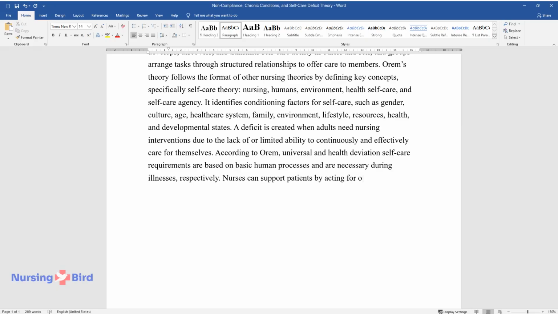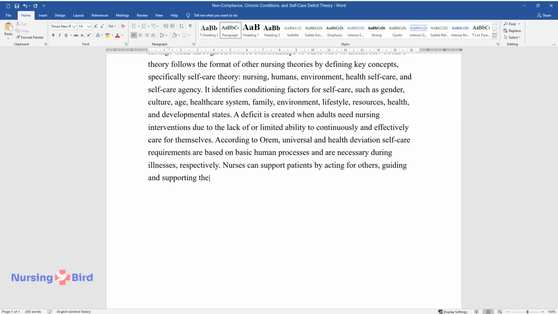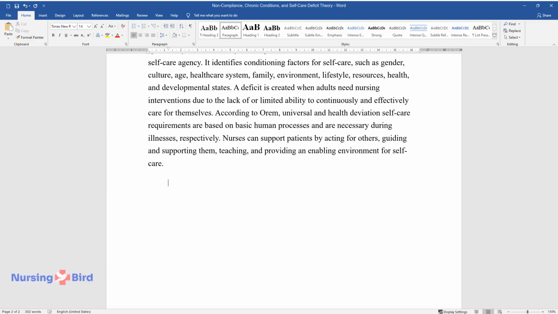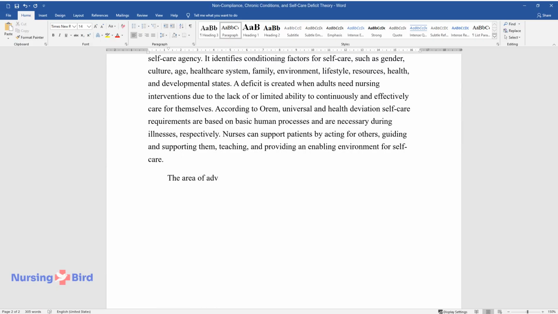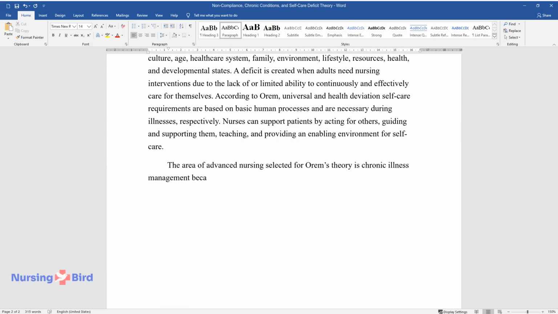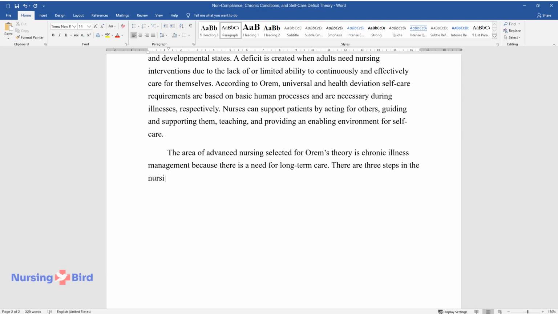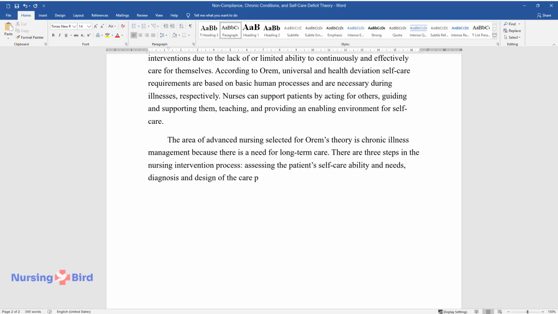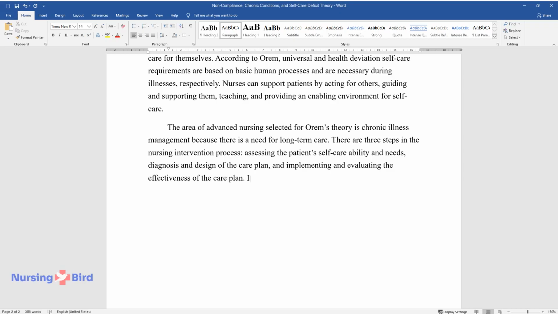Nurses can support patients by acting for others, guiding and supporting them, teaching, and providing an enabling environment for self-care. The area of advanced nursing selected for Orem's theory is chronic illness management because there is a need for long-term care. There are 3 steps in the nursing intervention process: assessing the patient's self-care ability and needs, diagnosis and design of the care plan, and implementing and evaluating the effectiveness of the care plan.